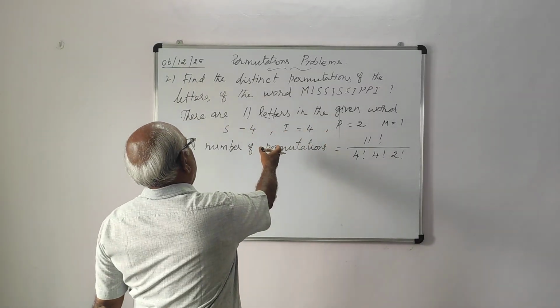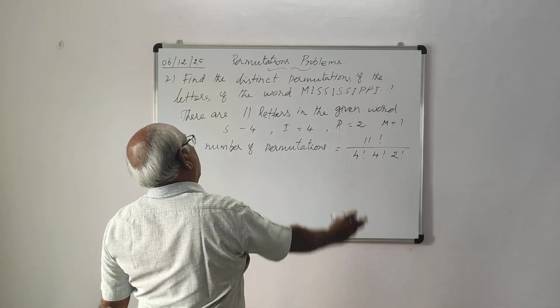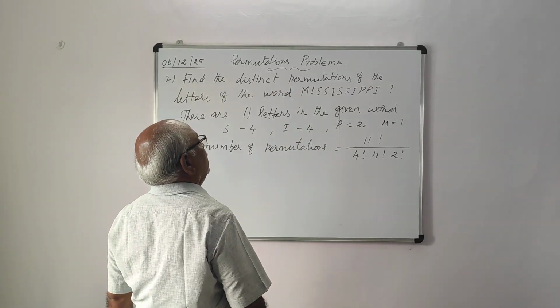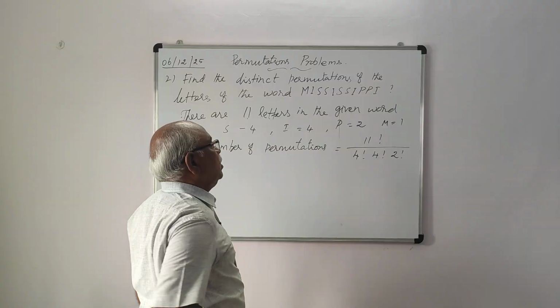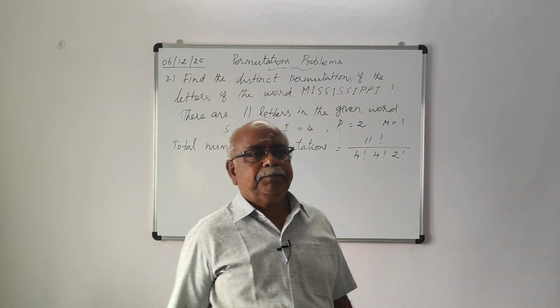So these are the distinct permutations arrived from the letters of the word Mississippi. That's all about the problem. Okay?